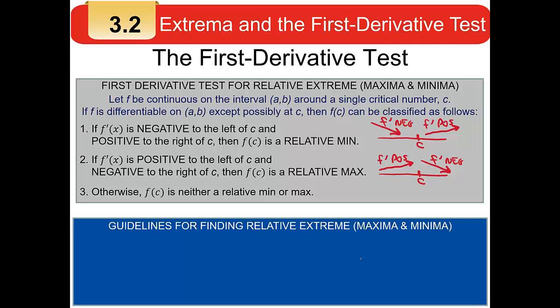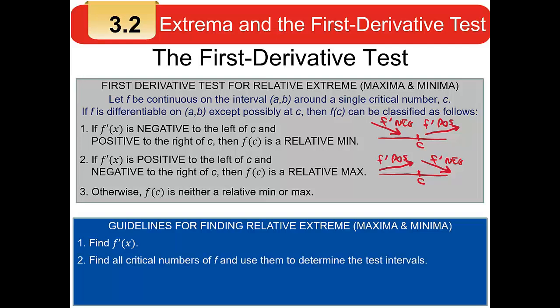Before we actually start working problems, it's probably good to talk about some basic guidelines for finding these relative extrema. First thing you want to do is take the derivative. Anytime you're dealing with increasing, decreasing, you take derivatives. And we've just seen from our earlier discussion that increasing, decreasing also tell you about maxes and mins. So you want to find the derivative. Then you want to use that derivative to find the critical numbers. And then you're going to use those to determine your test intervals, as we've been doing earlier.